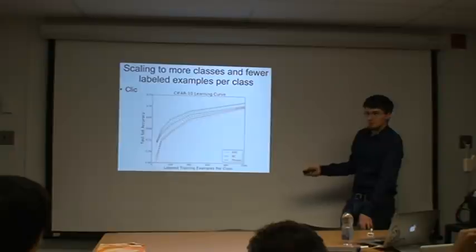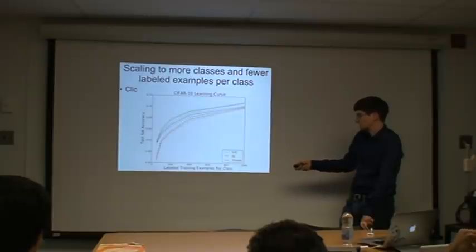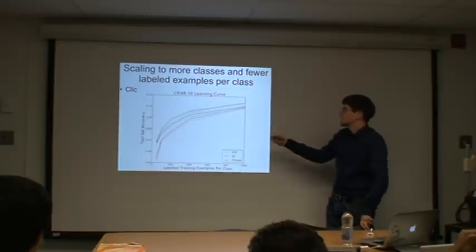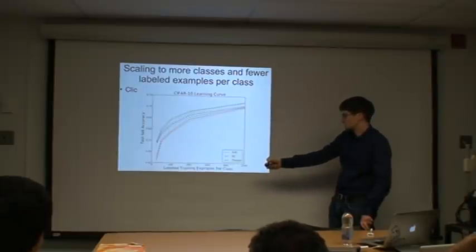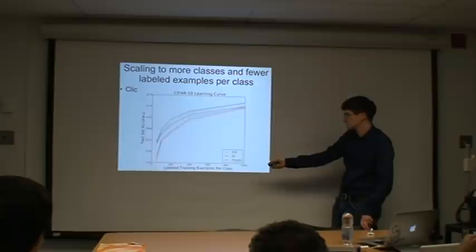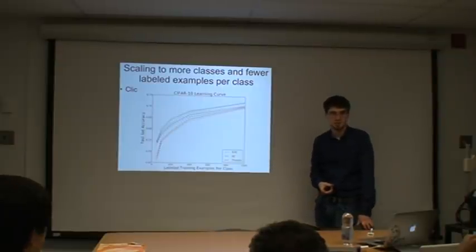Finally, we did get the payoff that we were looking for. We did actually get better generalization when few labeled training examples are available for each class. So here we took the CIFAR-10 data set, and on the x-axis, we used different amounts of labels. All the features were learned on the entire data set.